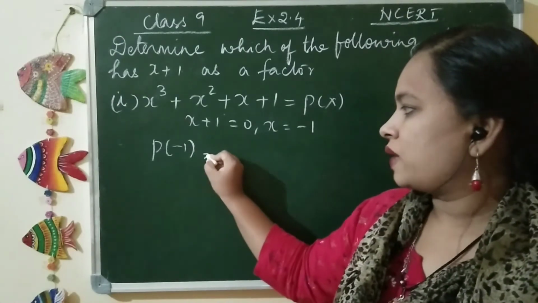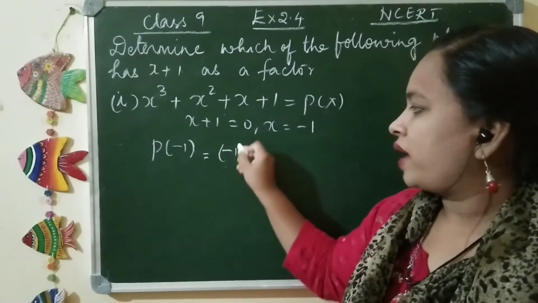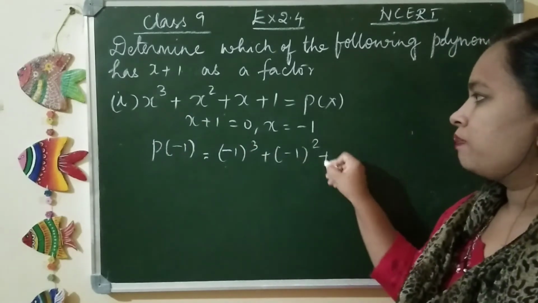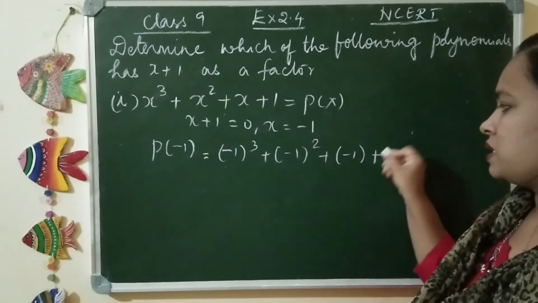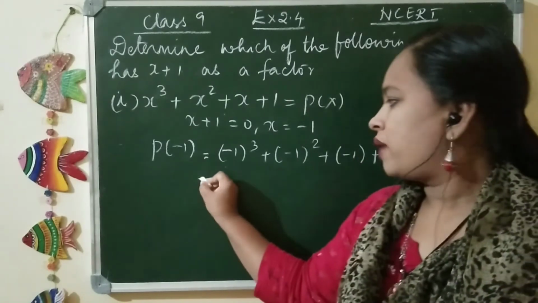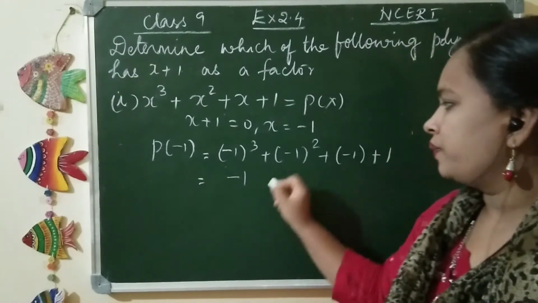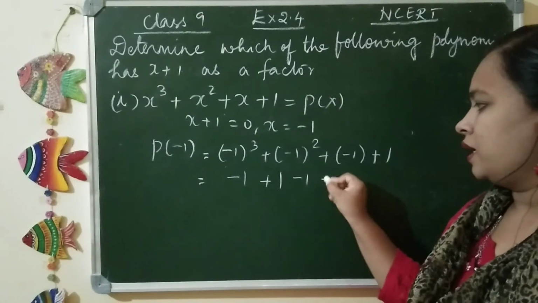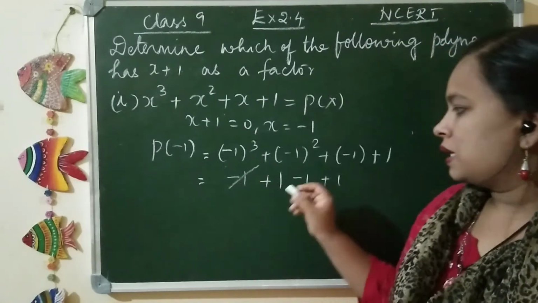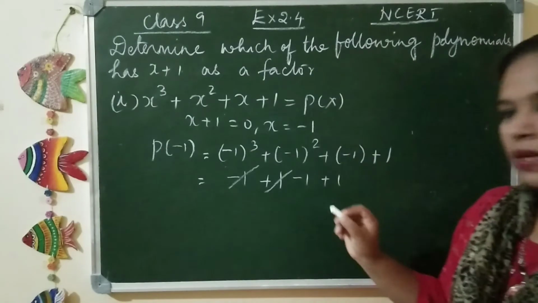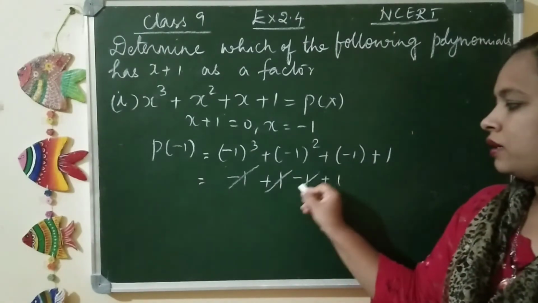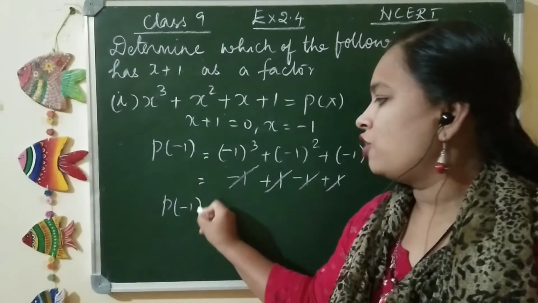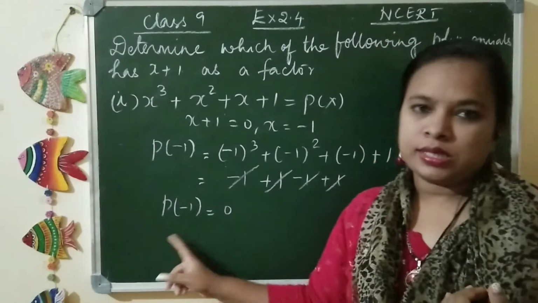Now p of minus 1 will be equal to (minus 1) cube plus (minus 1) square plus (minus 1) plus 1. We know (minus 1) cube is minus 1, (minus 1) square is plus 1, here it is minus 1 and here it is plus 1. Now minus 1 and plus 1 will get cancelled, and the same way here minus 1 and plus 1 will get cancelled. So you will get p of minus 1 equal to 0.